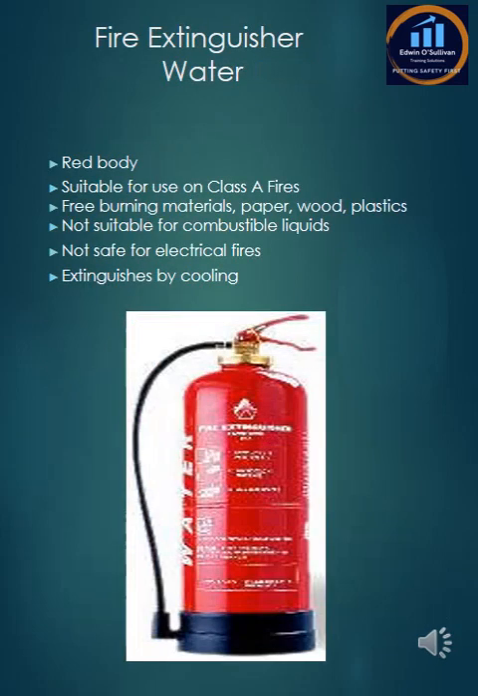So this is our water fire extinguisher, a very common fire extinguisher. It's identifiable by its red body. It's suitable for use on Class A fires, which are free burning materials, paper, woods and plastics. It's not suitable for combustible liquids. It's not safe for electrical fires, and it extinguishes by cooling.